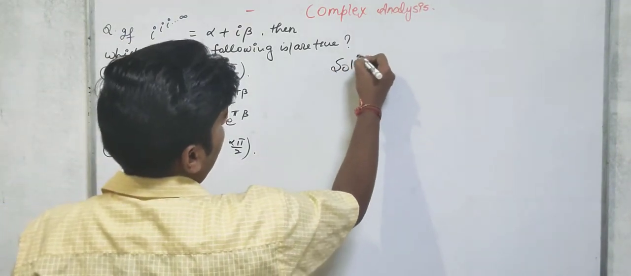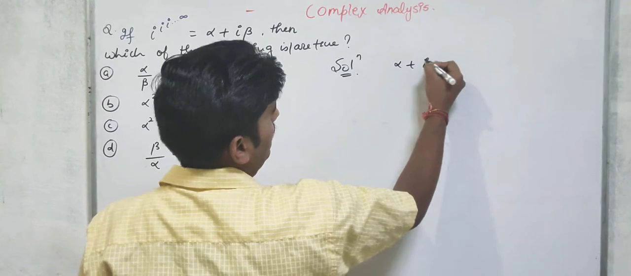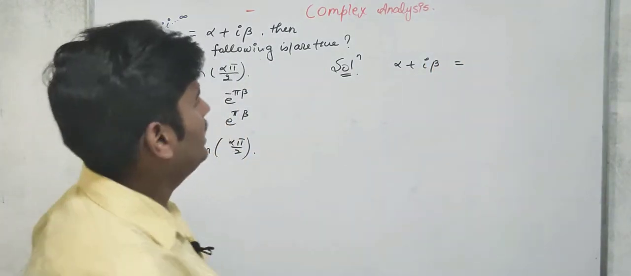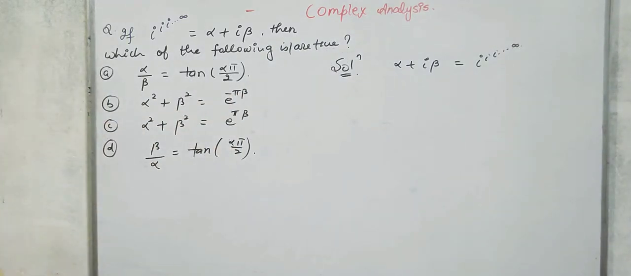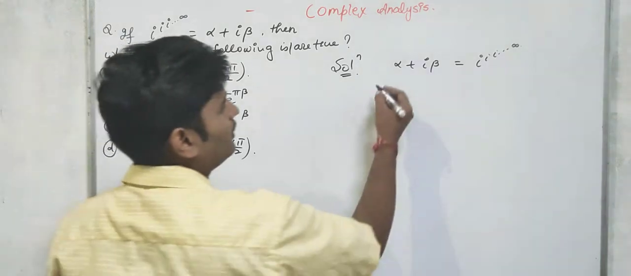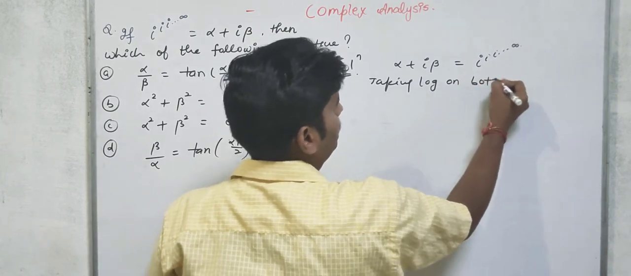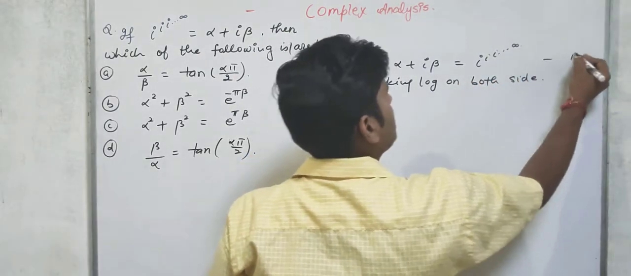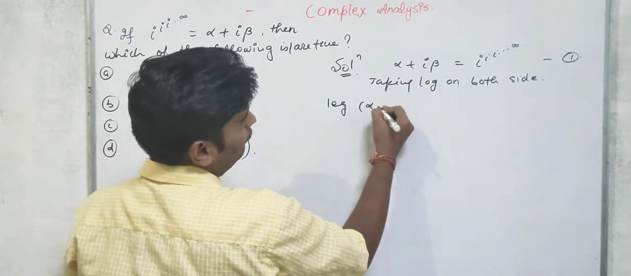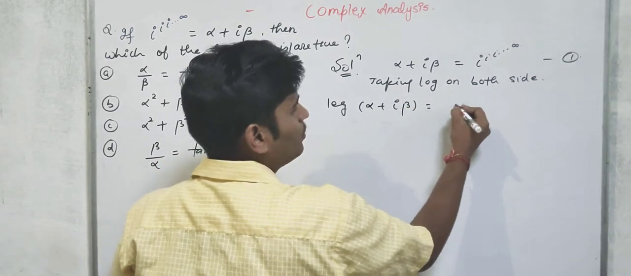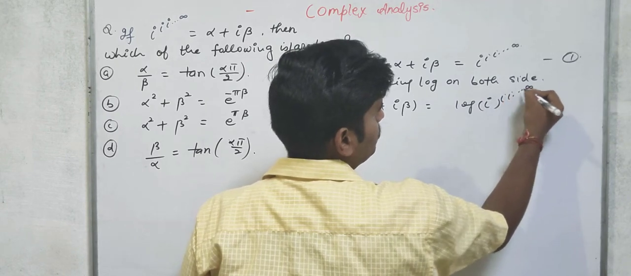What we have given, it's alpha plus iota beta is equal to iota raised to power iota up to so on infinity. Okay, now taking log on both sides, we get equation number 1. So here we find out that log of alpha plus iota beta is equal to log of iota raised to power iota and up to so on infinity.